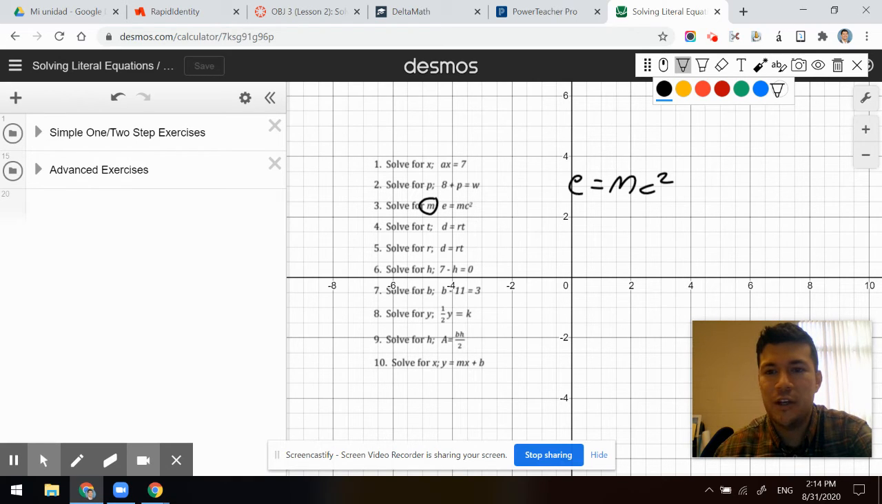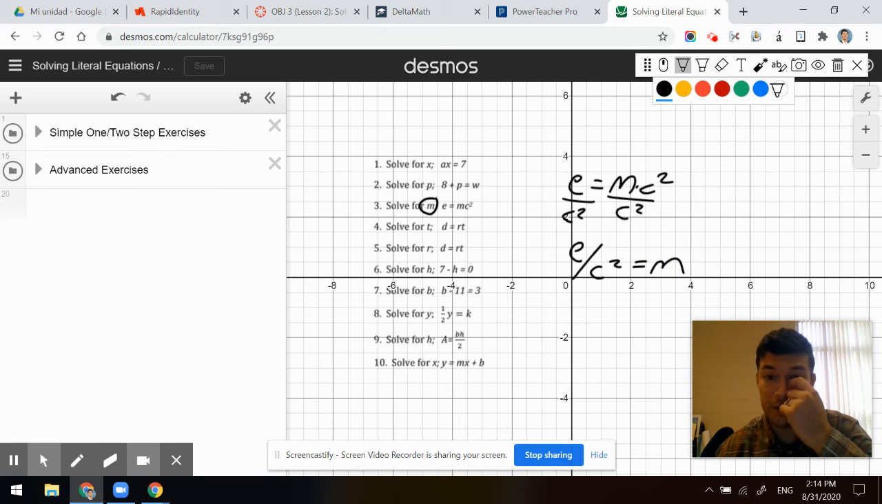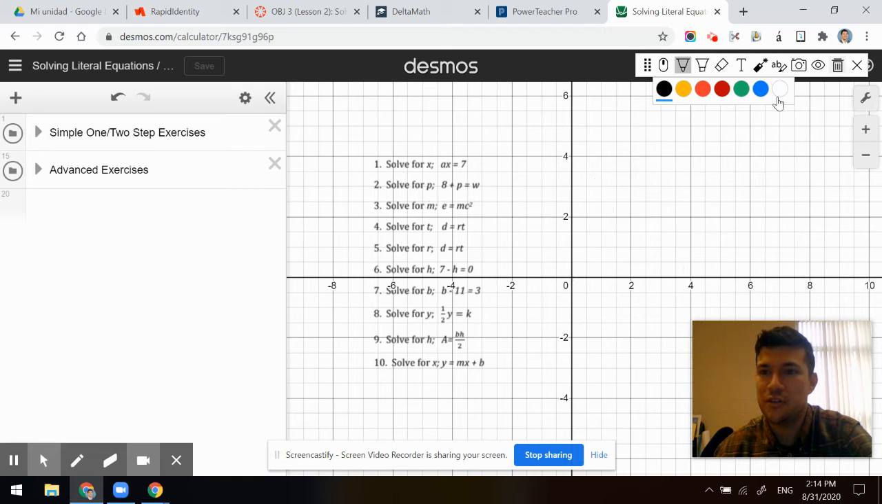In this case, I need to see the relationship between m and c and the squared. The squared is only applying to c, so this can really be treated as one item, c squared. So this is really m times c squared, which means I can solve for m by dividing both sides by c squared. Final answer, E divided by c squared equals m. I could turn this right back into the original equation by multiplying c squared to both sides. That's just inverse operations.